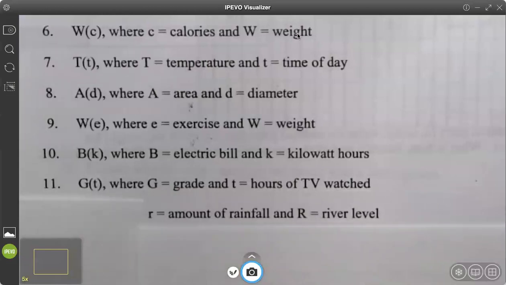Amount of rainfall and river level. Does the river level depend on how much rain has fallen? Or does how much rain falls depend on the river level?